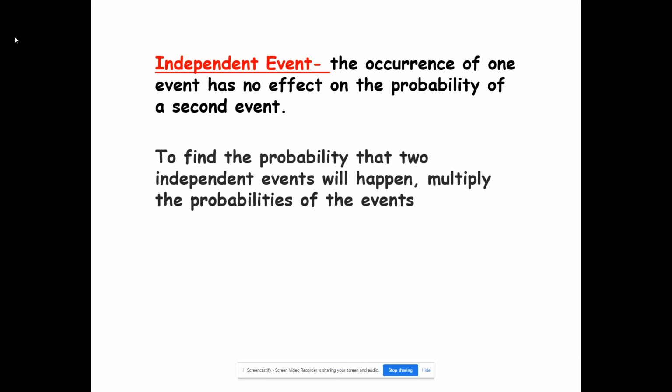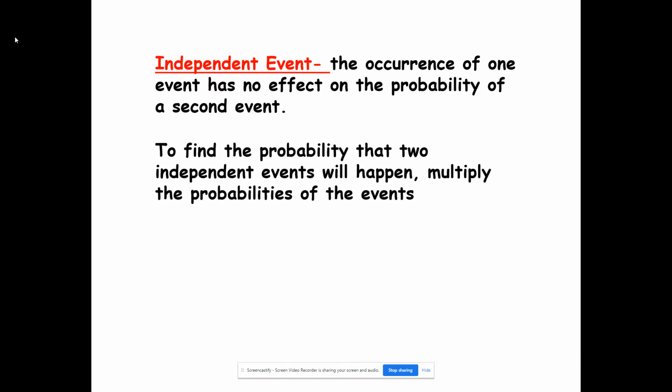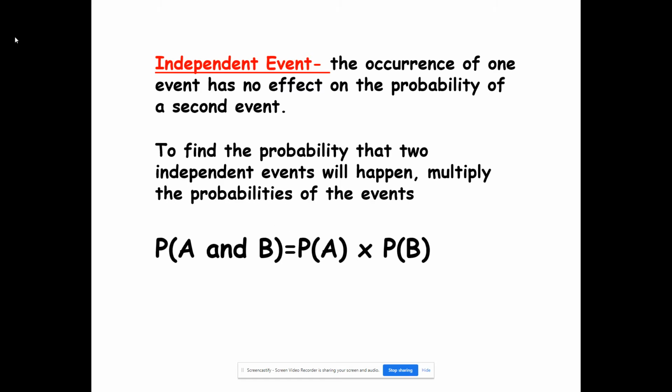Now, in order to figure out the probability of two or more independent events, well, you got to figure out the probability of each individual event, and then you multiply them. And so this is the formula you're going to see for two events. The probability of A happening and B happening is going to be the probability of A multiplied by the probability of B. And basically, you're just using what we learned before with theoretical and experimental probability.